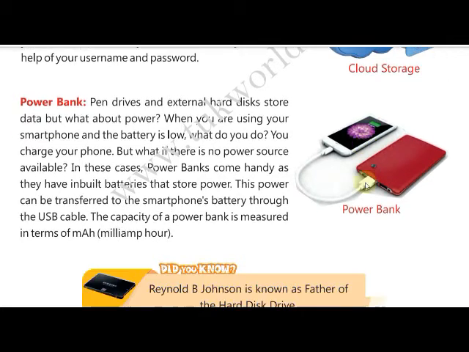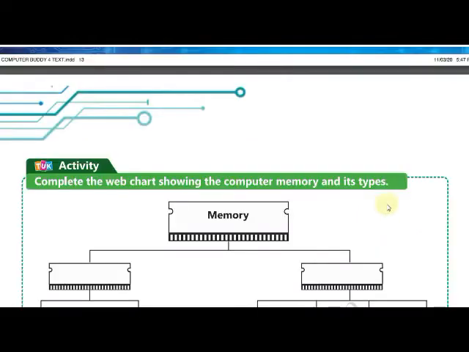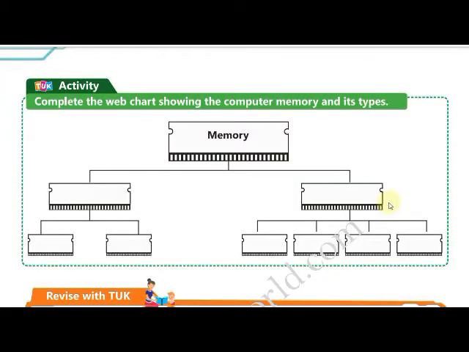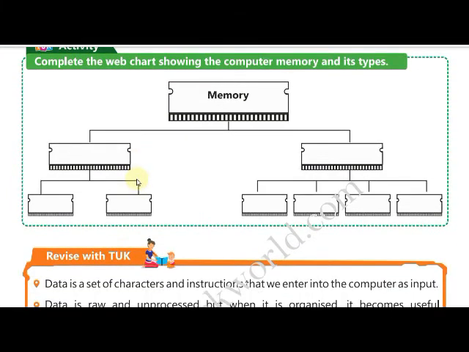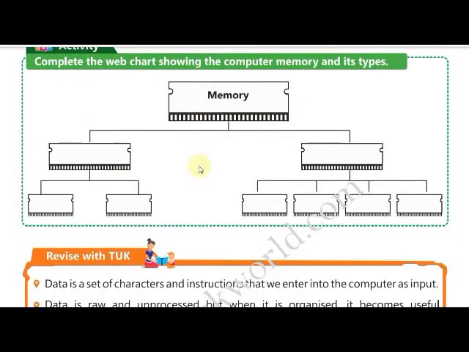Okay, and after this, next one is an activity which you have to complete. Here is one smarter, there is one hierarchy. You have to complete this hierarchy or web chart by filling in the memory and its types. Okay, so you can refer to the previous pages, or you can refer to the computer textbook to complete this given activity.